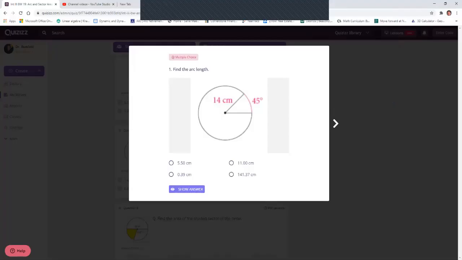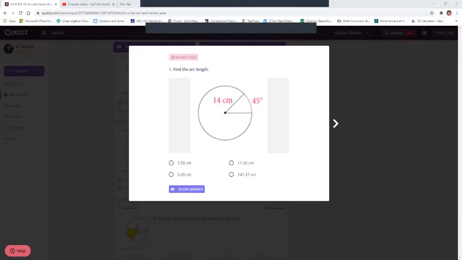Okay, so on this bell work, we're going to solve for different arc measures on a circle. And if we look at problem number 1, we are given a 45-degree angle and the radius of the circle is 14, but I want to know the length of the arc. In order to figure out the length of the arc, you have to have radian measure. And once we have that, we can just apply the formula for arc length.